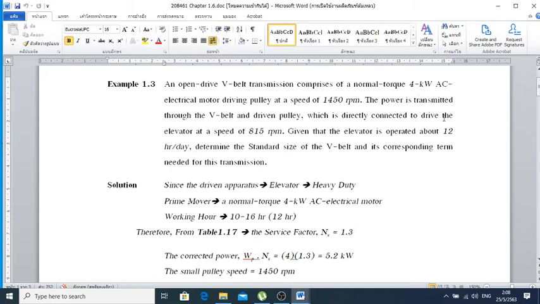The power is transmitted through the V-belt and driven pulley, which is directly connected to the drive of the elevator at a speed of 815 RPM. Given that the elevator is operated 12 hours a day, this means the standard size V-belt is needed for this transmission.